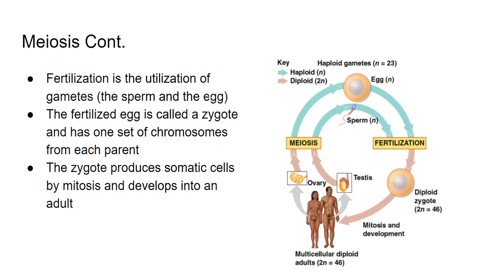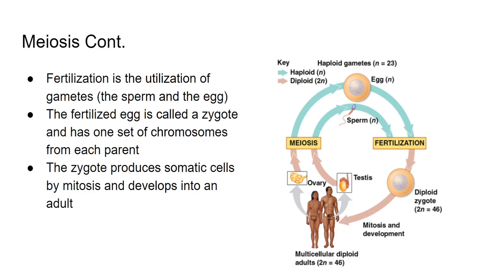Fertilization is a union of gametes, the sperm and the egg. So the fertilized egg is called a zygote and has one set of chromosomes from each parent, right? The sperm contains one set of chromosomes, and the egg contains the other set. You add them together, you get 46. 23 plus 23 is equal to 46. And the zygote produces somatic cells by mitosis and develops into an adult.